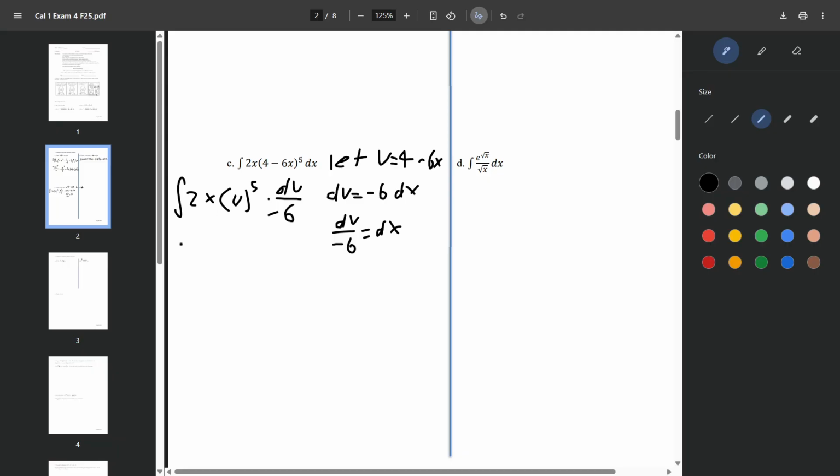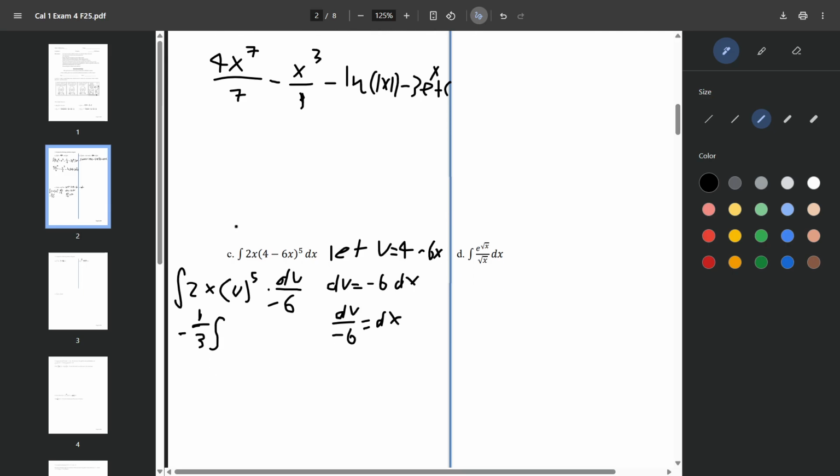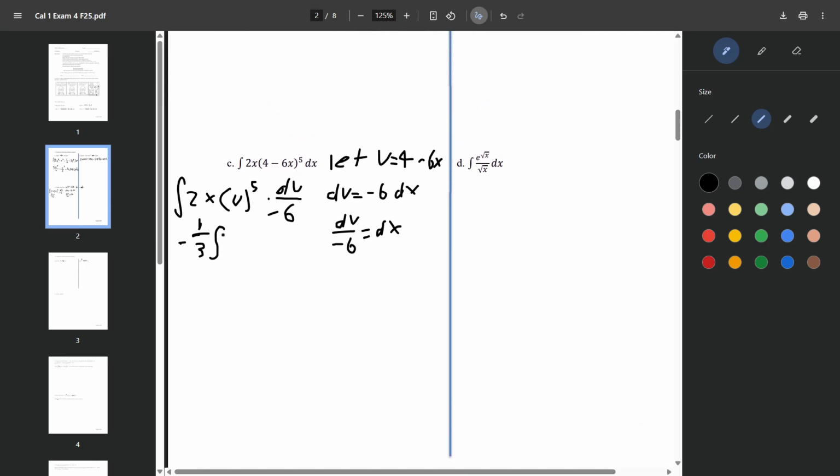So we can simplify this to negative 1/3 times the integral of x u to the 5th power du.